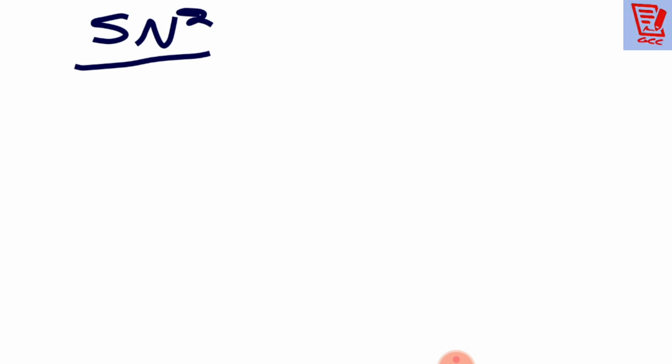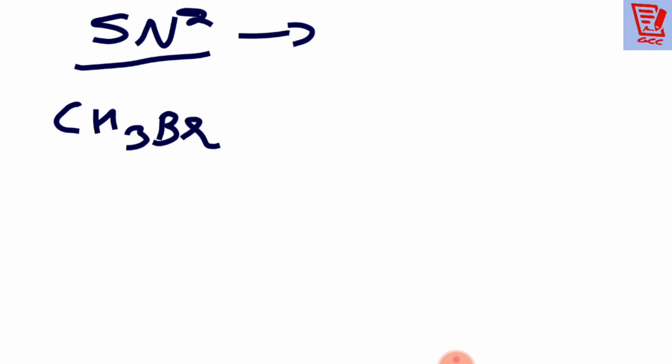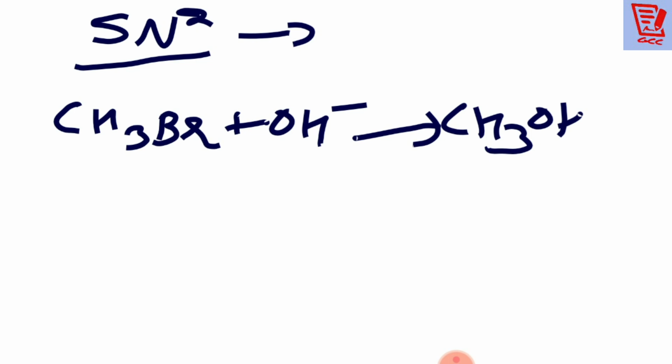Now in this video today we are going to start with the mechanism of the SN2 reaction. Might be you have a little idea what we are going to do in this reaction. First of all, I am writing the simple reaction: CH3Br plus OH negative, and what we are getting there, CH3OH plus Br negative. Is that clear?